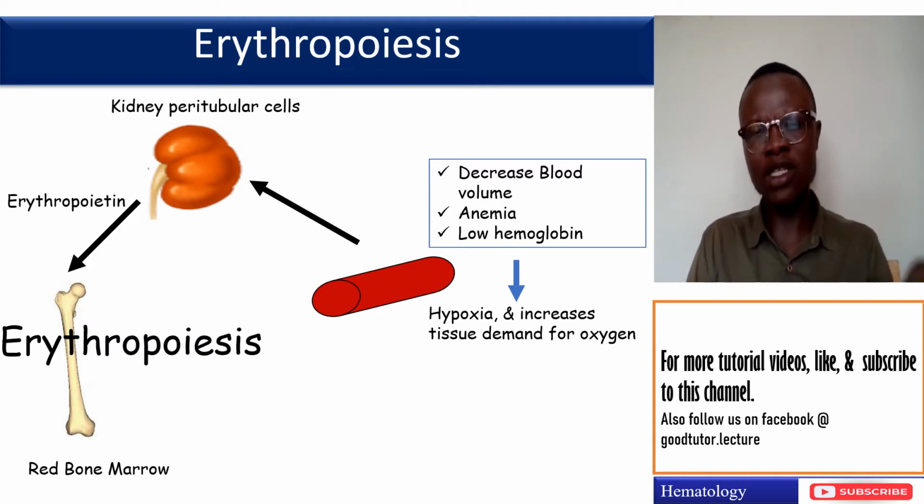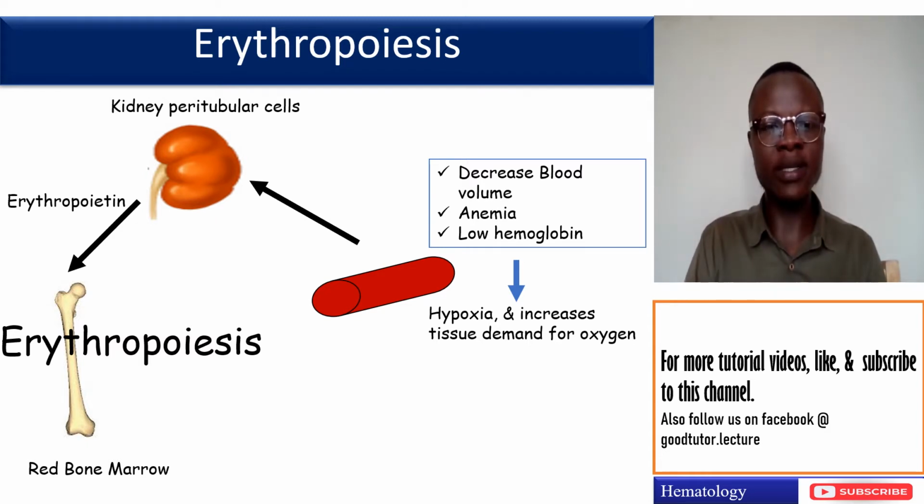Before we go on, let me just point out a thing here. Erythropoietin is not just produced in the kidney, rather, it is also secreted by the liver, but the percentage is different. The kidney produces more, approximately 85%, whereas the liver produces about 15% of the erythropoietin.